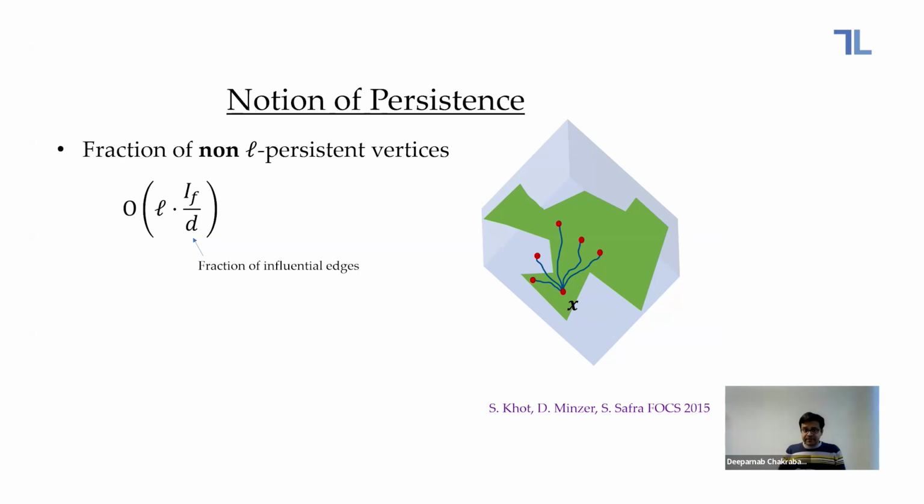The takeaway is, if a function has low influence, if the function does not have too many edges which are sensitive, and by now I'm talking undirected, not directed, then most vertices, or this many vertices you expect to be L-persistent or non-L-persistent. So if L is also small, most of the vertices are persistent. Did that make sense?